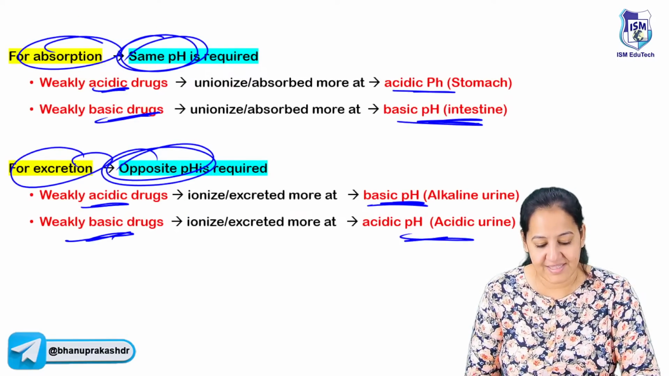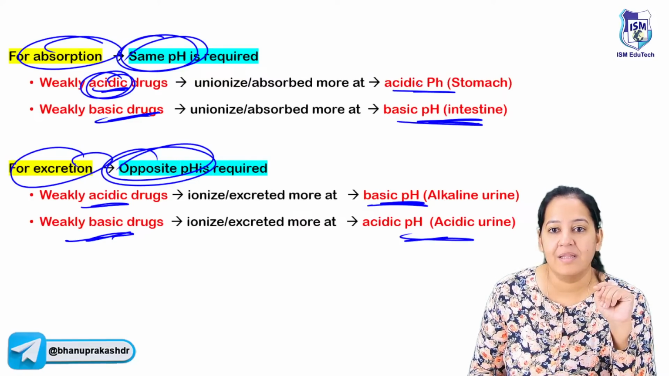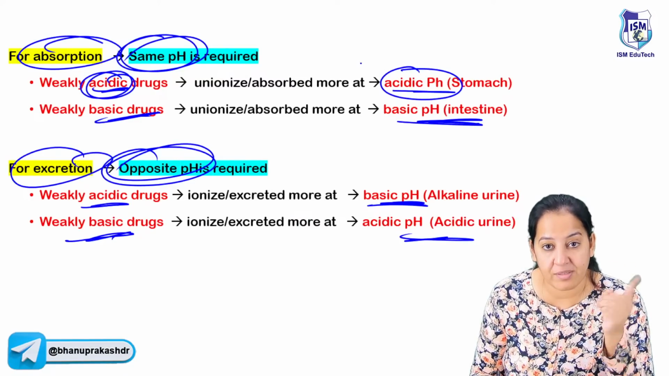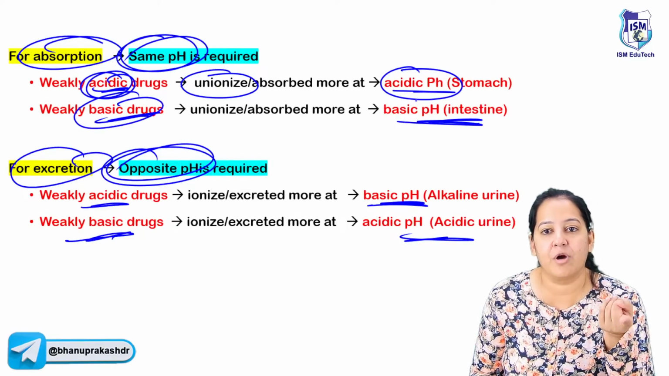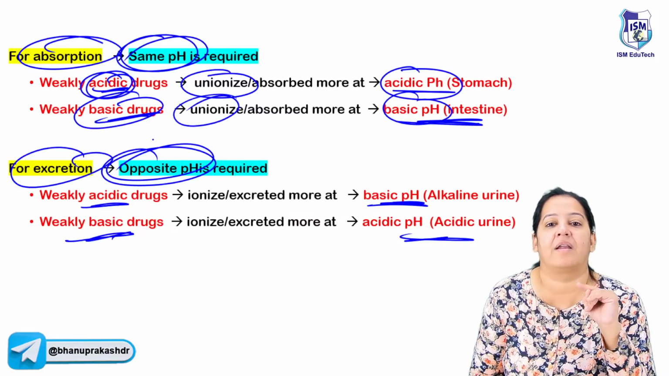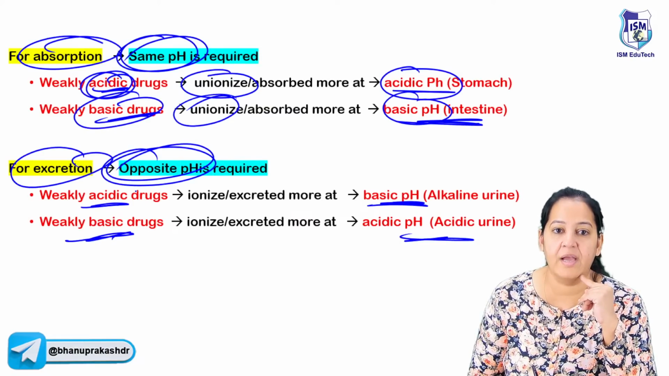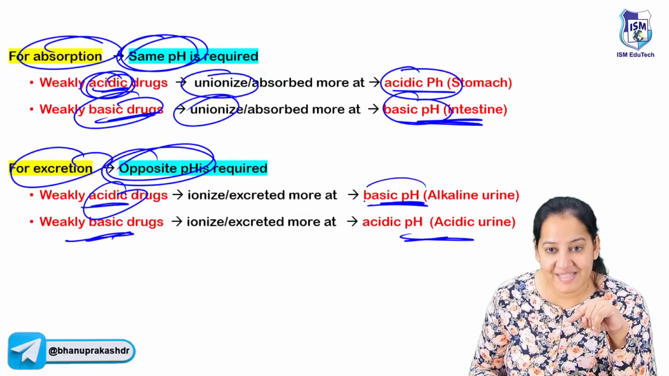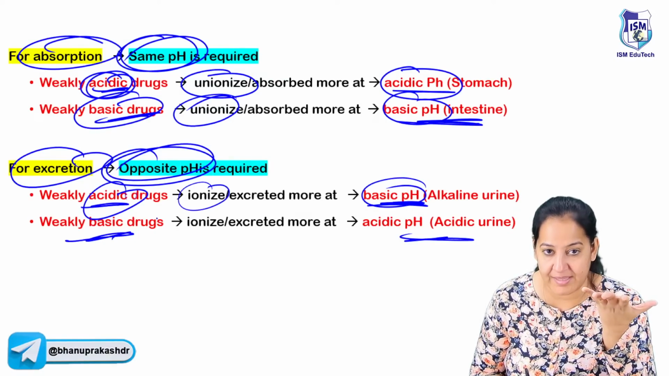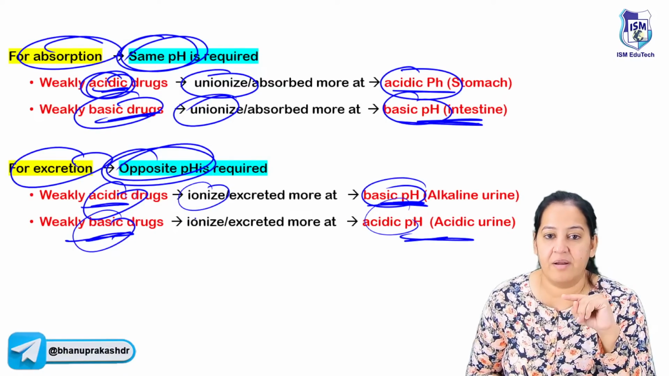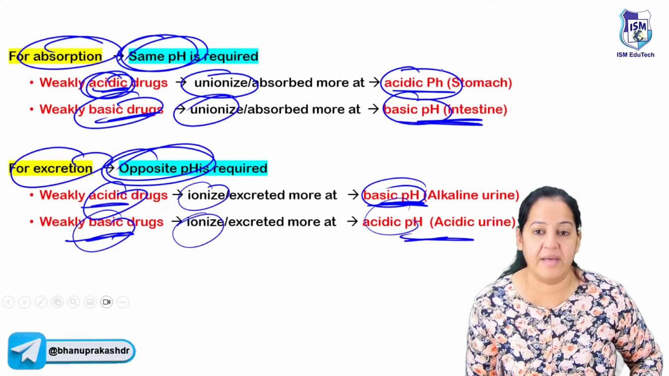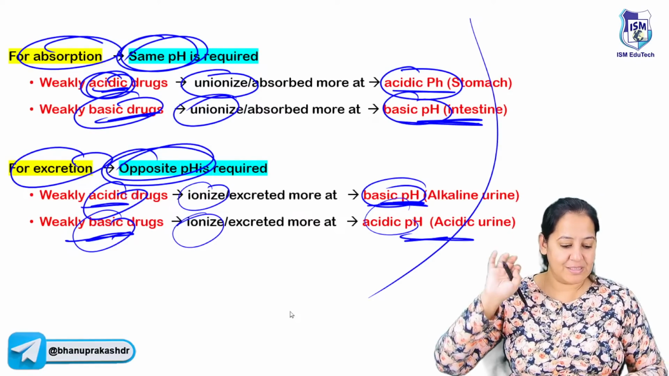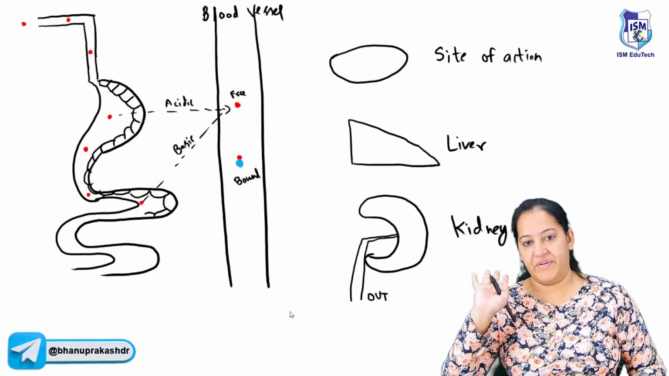So the acidic drugs are absorbed in acidic medium because in acidic medium they are unionized. That's why they are absorbed. And basic drugs are absorbed in basic medium because in basic medium they are unionized. That's why they are absorbed. Acidic drugs at basic pH remain ionized, and basic drugs at acidic pH remain ionized. That's why they are excreted. So this is the funda of ionized and unionized. So this is the master chart. You can solve many questions over here. Now have a look here.